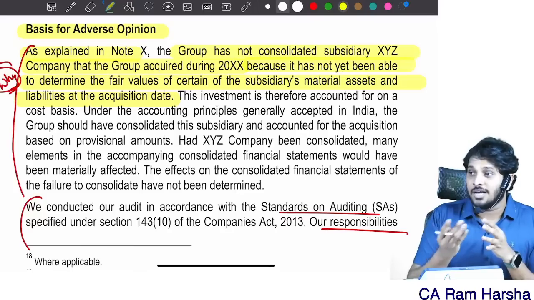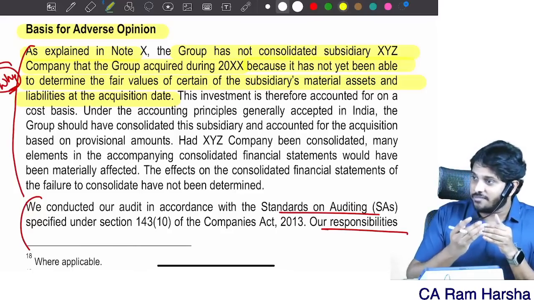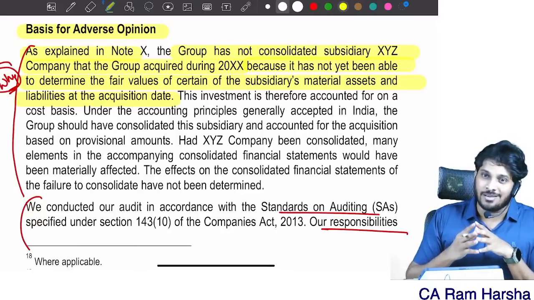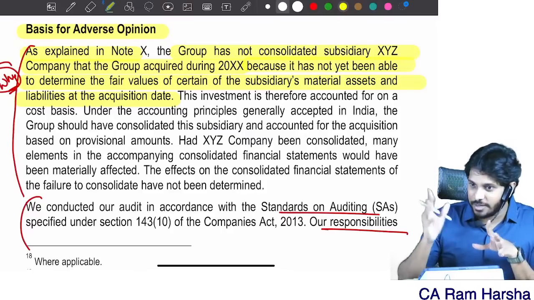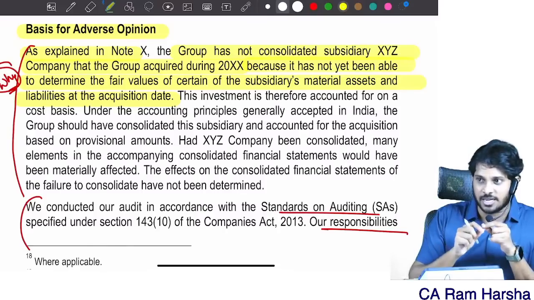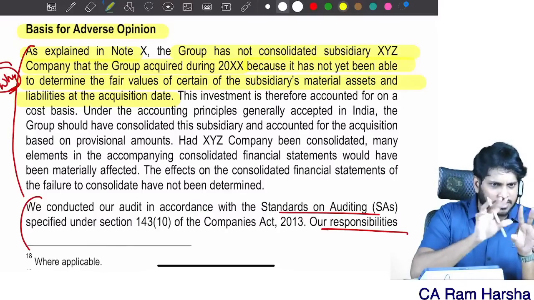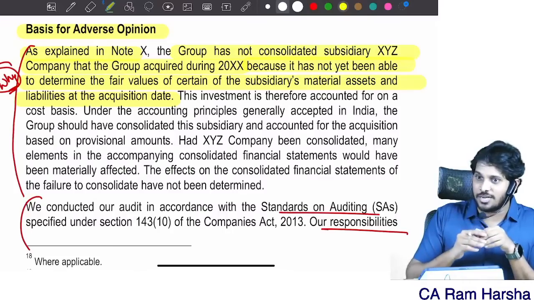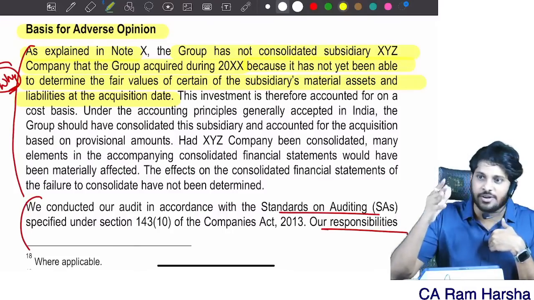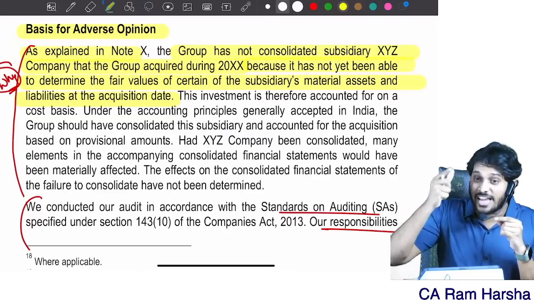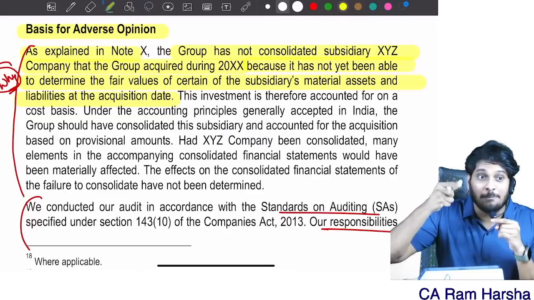Everything will be affected. Every item of P&L will be affected. Every item of balance sheet will be affected. Now tell me, is that quantification possible? Suppose in the previous example, inventory is misstated, I can clearly say what are all 4 or 5 items that are affected. But if I do not consolidate, should I sit and prepare consolidated financials and tell here? That's not my duty. Sometimes quantification is not possible, impracticable.